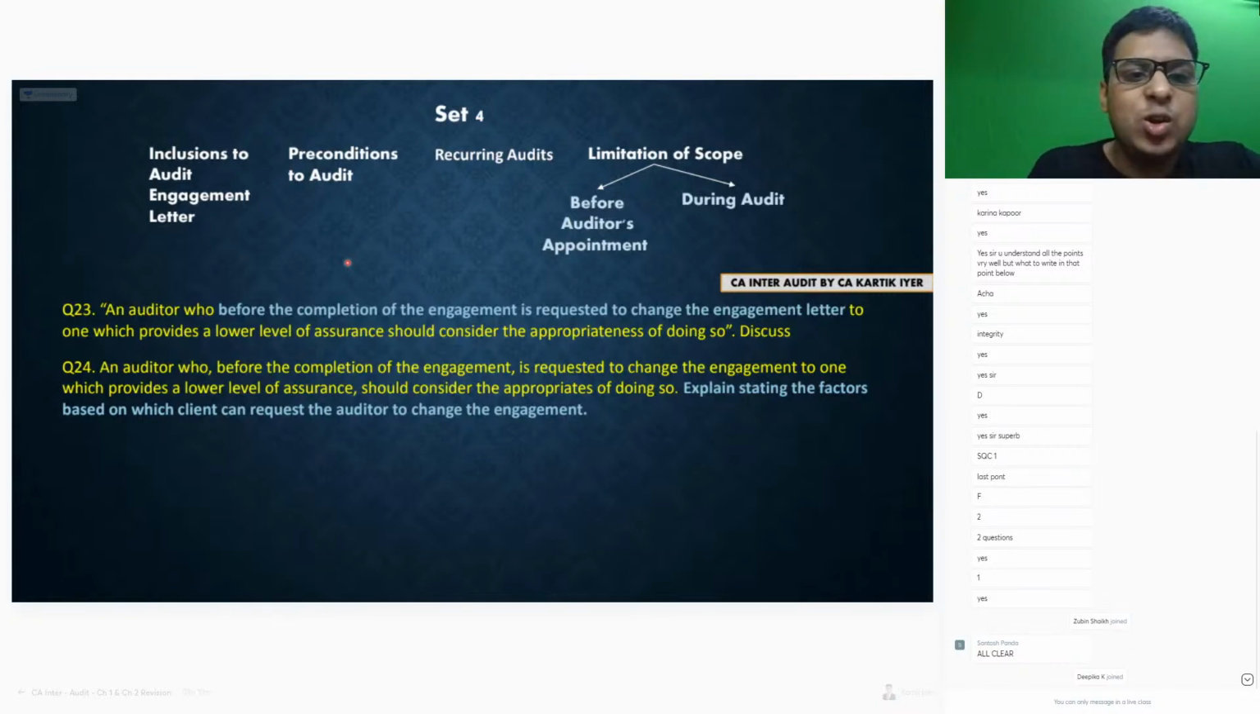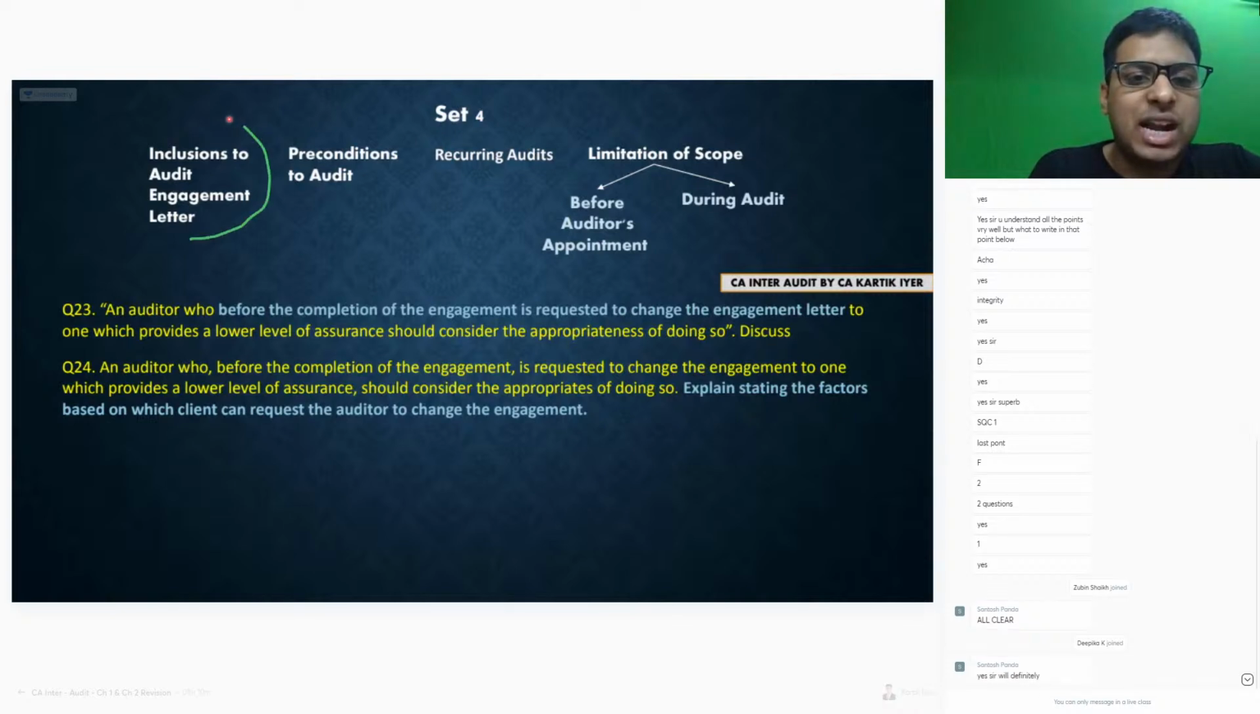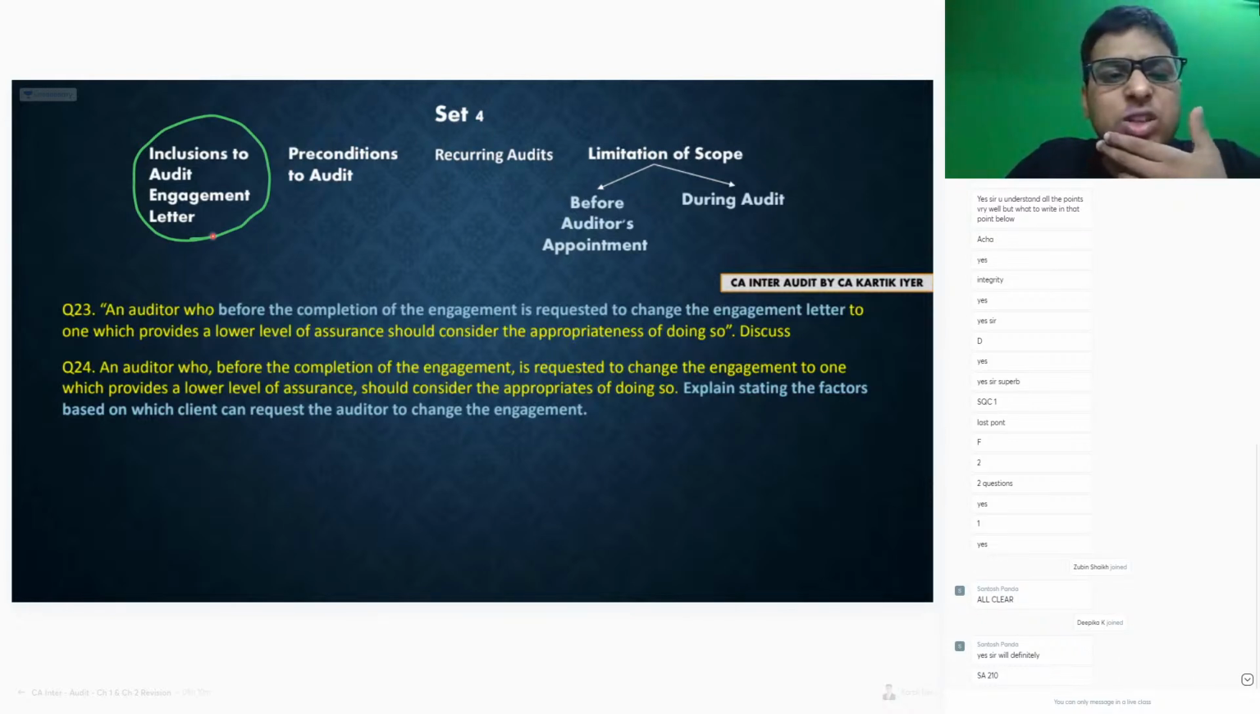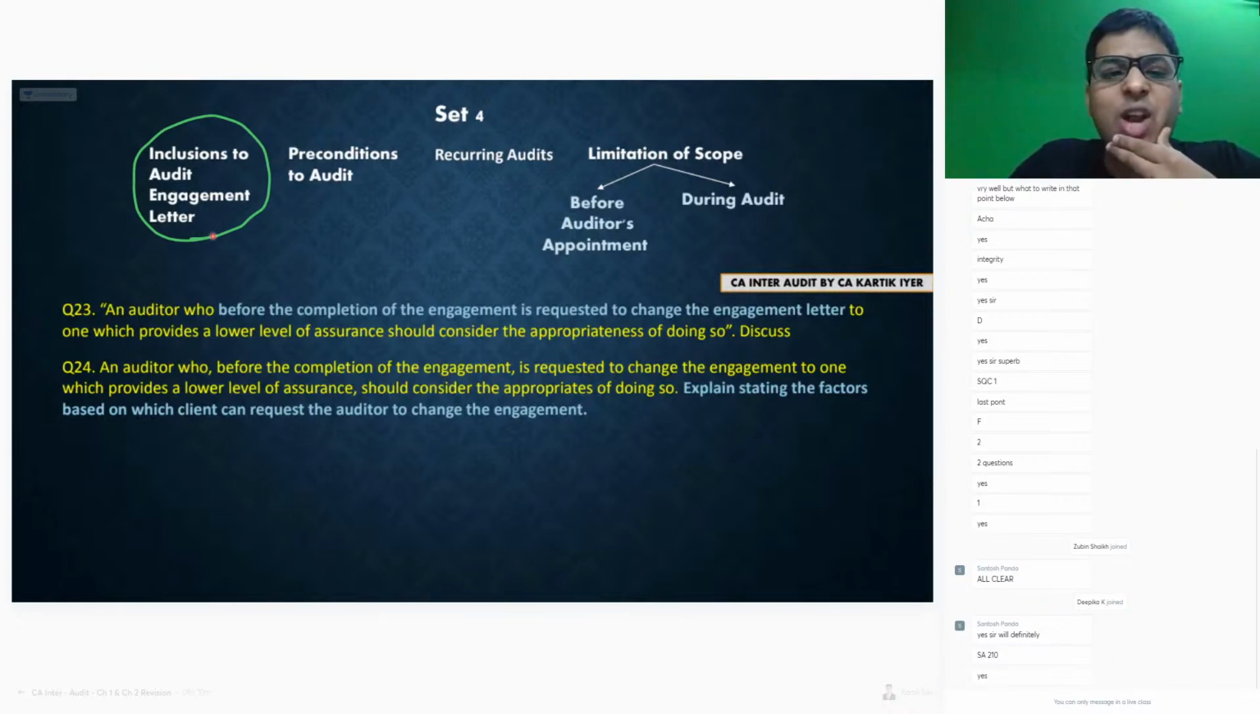Now let's see this part. Inclusions to the audit engagement letter. What are the contents that should be in the audit engagement letter? Now, there is a nice tune to it. Are you ready for the song? Audit engagement letter. Are you ready for the song?